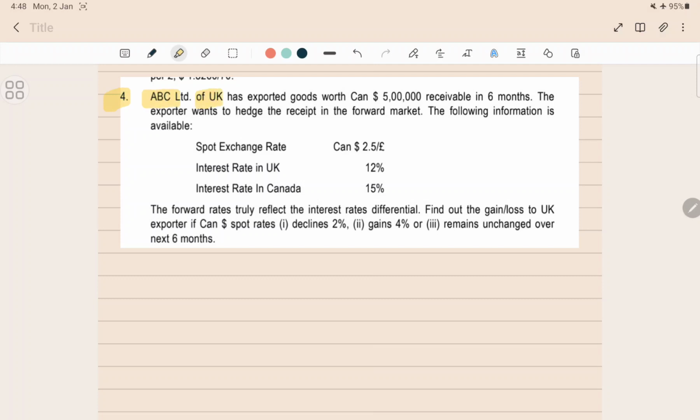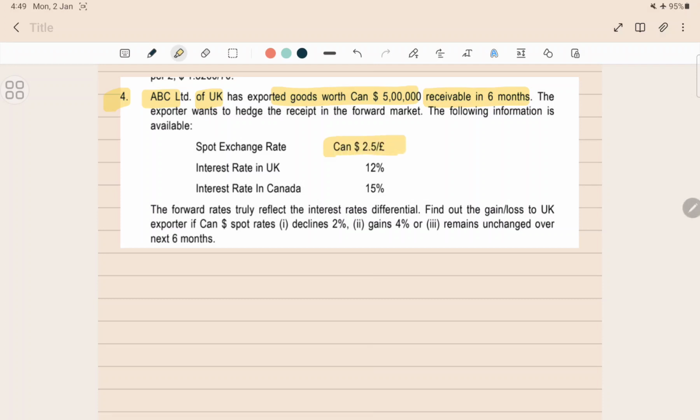ABC Limited of UK has exported goods worth Canadian dollar 5 lakh, receivable in 6 months. The exporter wants to hedge the receipt in the forward market. Okay, the following information is available. Spot exchange rate Canadian dollar 2.5 per pound, right?